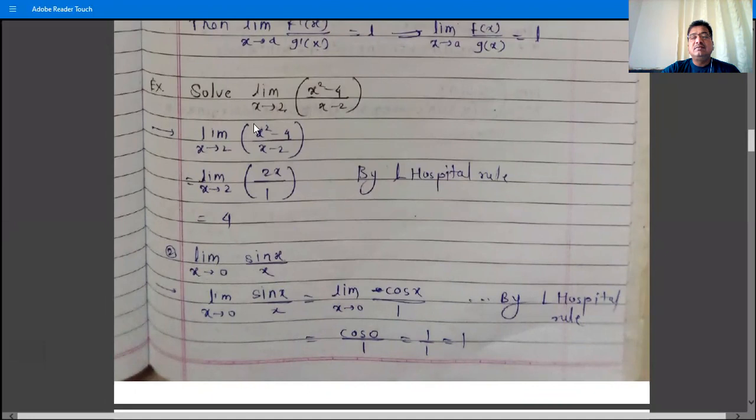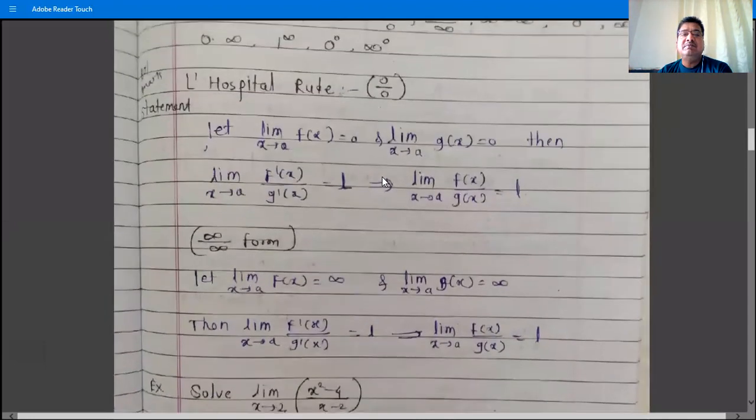That is, find the derivative of x square minus 4 as 2x and x minus 2 as 1, and take their equal to sign. Limit as x tends to 2 equal to limit as x tends to 2 of 2x divided by 1, by L'Hospital's rule, because if the limit of numerator is 0 and limit of denominator is 0, then limit of f'(x) by g'(x) and limit of f(x) by g(x) are both the same, both are L.